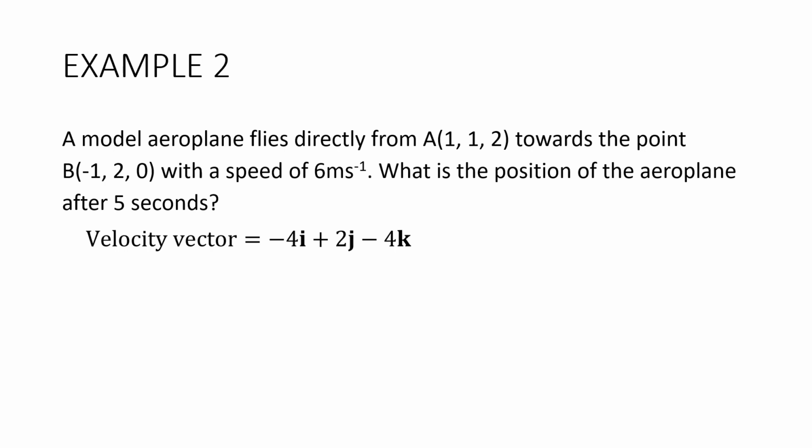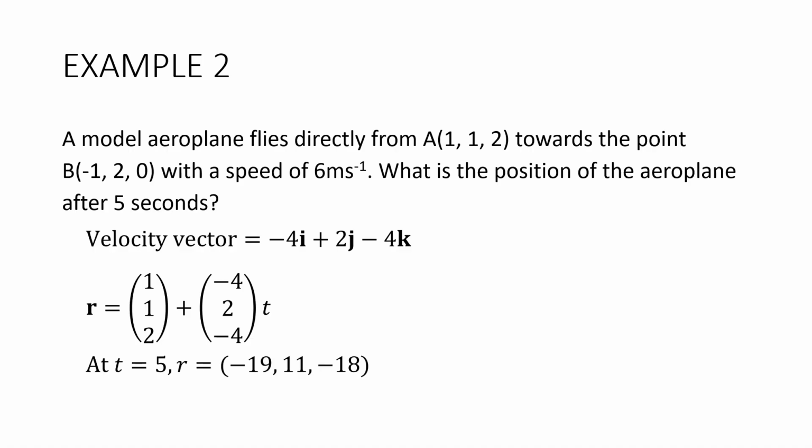So now that we have our velocity vector, we can find our vector equation, which is this. R is equal to the vector 1, 1, 2 plus t multiplied by the vector negative 4, 2, negative 4. If we want the position after 5 seconds, we just put t is equal to 5. So after 5 seconds, the model aeroplane has coordinates negative 19, 11, negative 18.